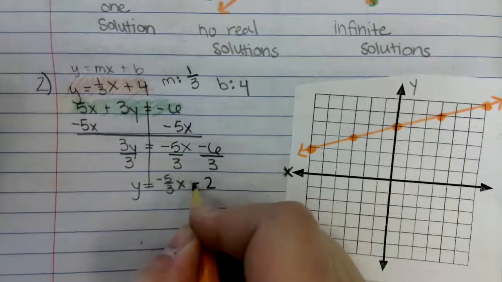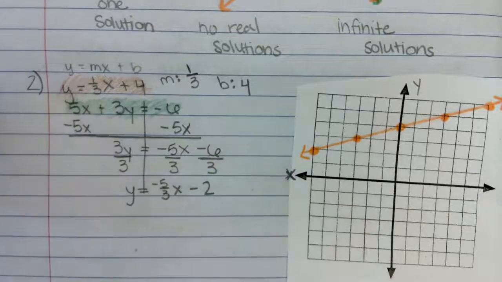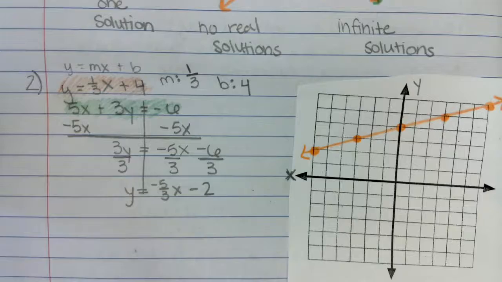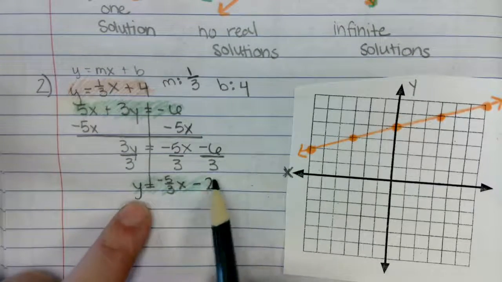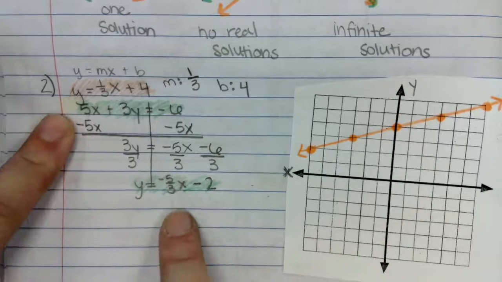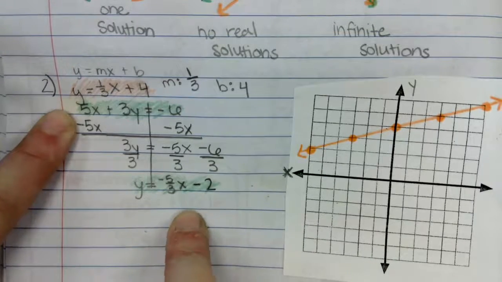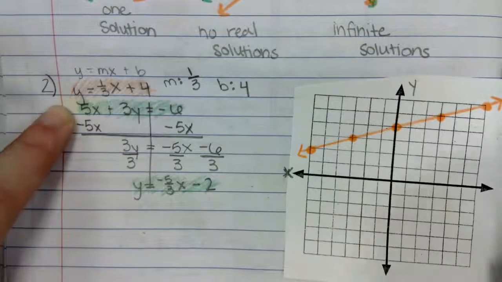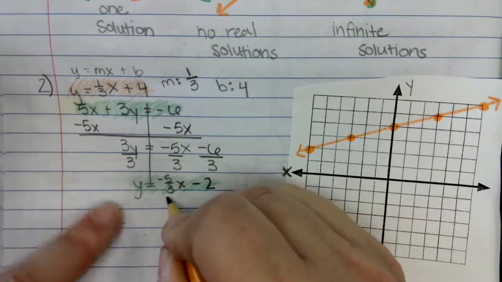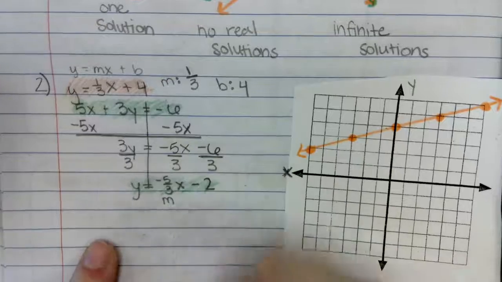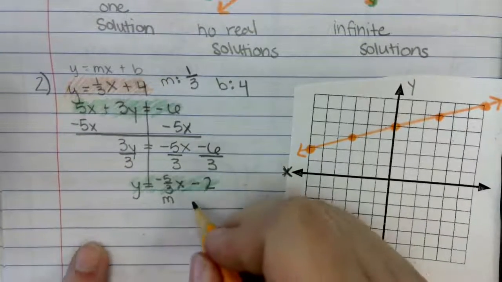Alright, now we're ready to graph that. That's my green line. It's the same graph as this one. I just wrote it differently. So that way it's ready to graph. So what is my m? Negative 5/3. And my b? Negative 2. If you want to write it out separately, you can. I'm going to just leave it like that for now.